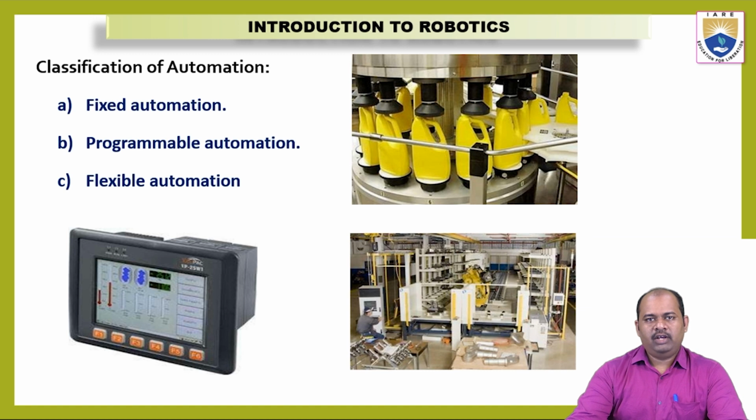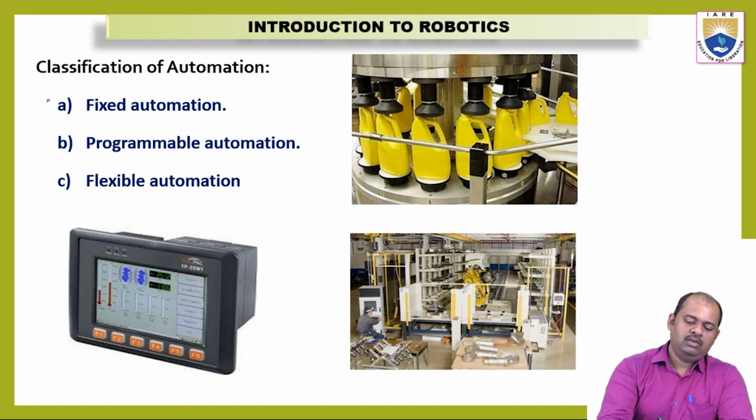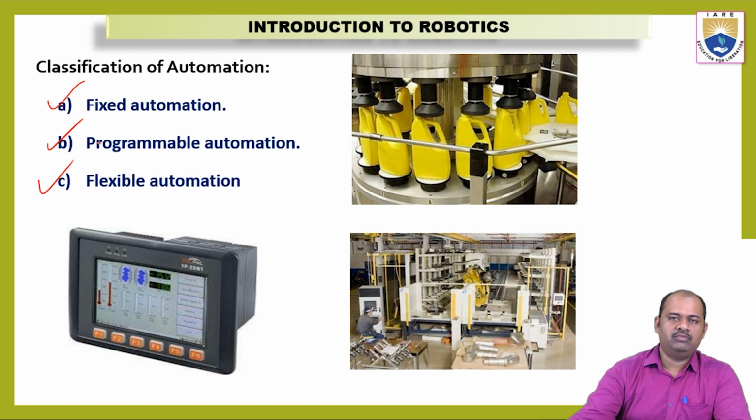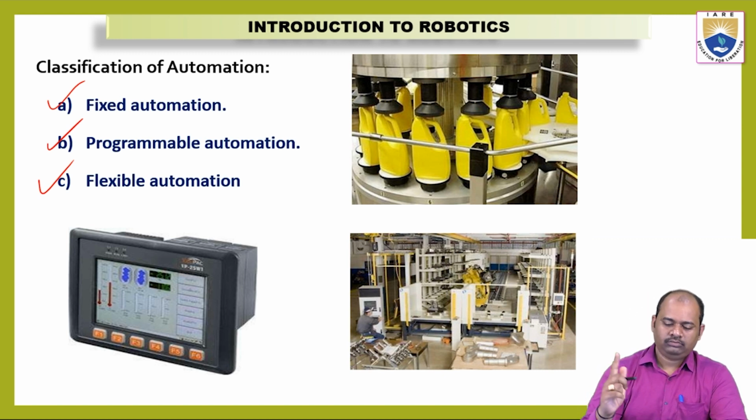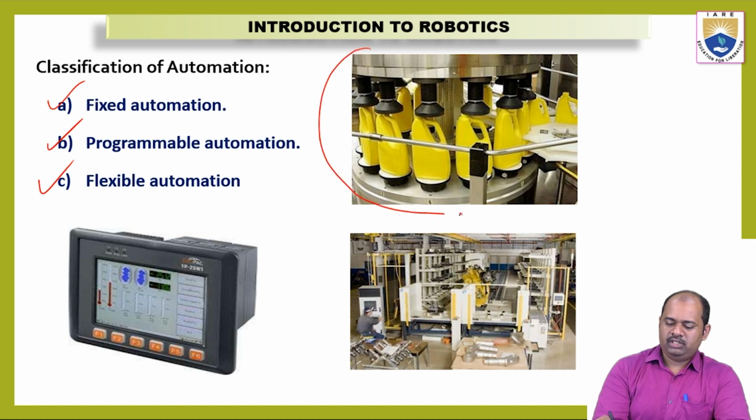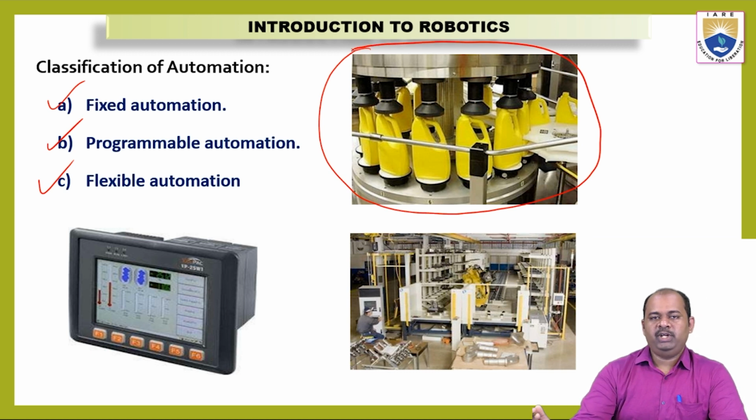Now, we have seen automation. Attaching a computer or automatic control to a machine can be called automation. Now, we can see different classifications of automation. First one is fixed automation, second one is programmable automation, and third one is flexible automation. Let us see. Here, fixed automation is mostly used where repeated jobs are done for the entire time.